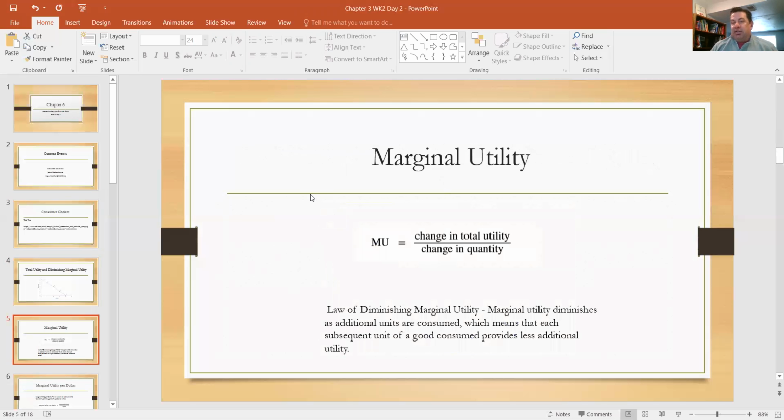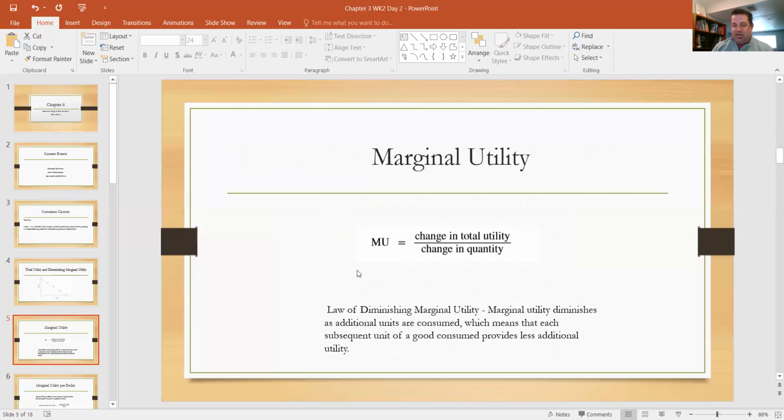The way you find that out is marginal utility. So the change in total utility over the change in quantity. The law of diminishing marginal utility: marginal utility diminishes as each additional unit is consumed, which means that each subsequent unit of a good consumed provides less utility. I provided an example of this in the discussion this week with cheesecake. That's how I've always remembered this.